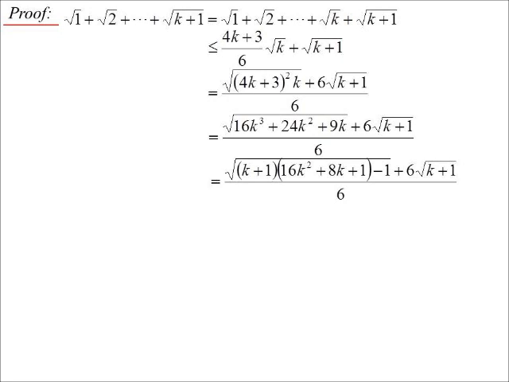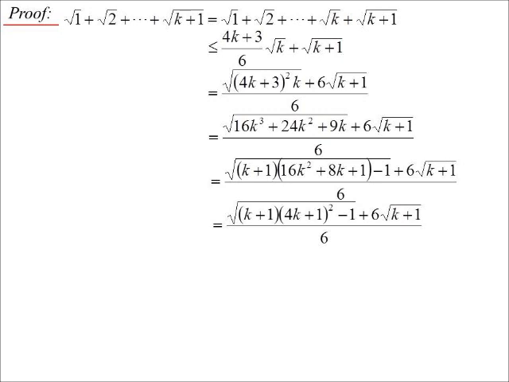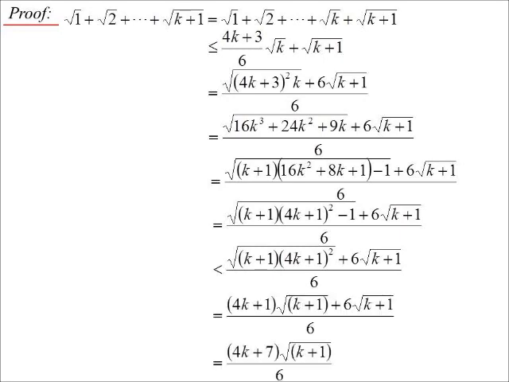But we're dealing with inequalities, remember. I factorised the 16k squared plus 8k plus 1. But therefore, that expression minus 1 has got to be less than the square root of k plus 1, 4k plus 1 squared. That gets me the 4k plus 1 lots of root k plus 1 I'm looking for. And so there's our 4k plus 7 lots of root k plus 1 that we're trying to prove. Okay, hence the result's true for k plus 1.